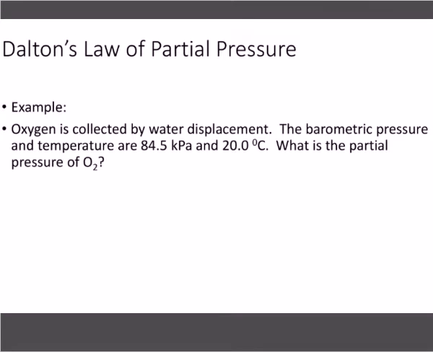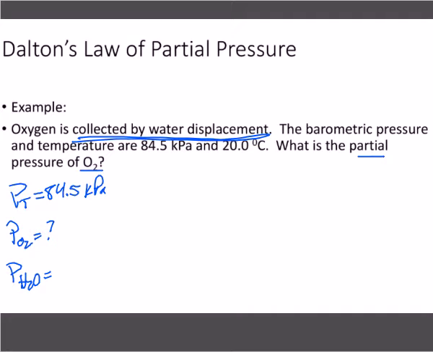All right, so here's an example. The barometric pressure and temperature are 84.5 kPa and 20 degrees Celsius. We need to figure out the partial pressure of oxygen. So we have our total pressure, or ATM, equals 84.5 kPa. We're looking for the partial pressure of the oxygen gas. Well, there's going to be some partial pressure of water vapor because it's collected by water displacement. What is water doing, guys, all the time when it's in the liquid state? All the time. Moving.